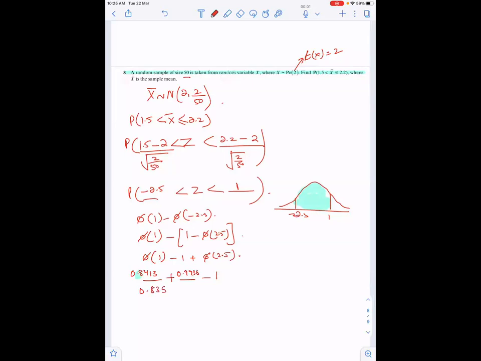How much time did that take you? See, you had to sort this out, and now I'm using my calculator. Going into normal CD, I'm putting the lower limit as minus 2.5 and upper limit as 1 directly, and I'm getting the same answer, 0.835. It reduces the time, it reduces the stress, it reduces the chances of making mistakes.